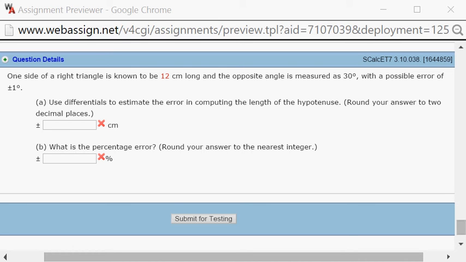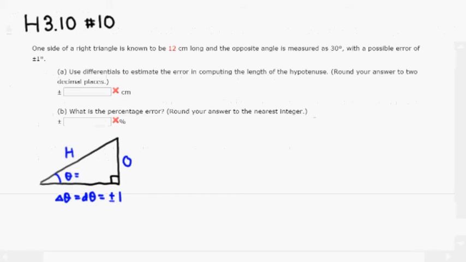Alright, let's look at homework 3.10, problem number 10. Let's look at this problem. It says that one side of a triangle is known to be 12 centimeters, so the opposite is 12. The angle opposite from that is given to be 30 degrees.